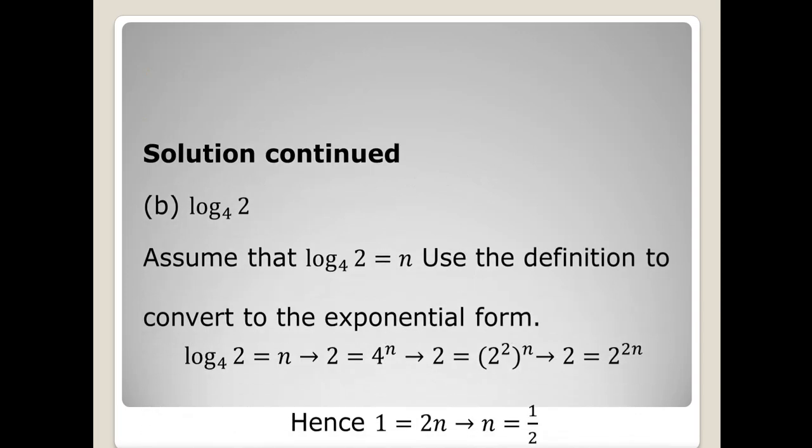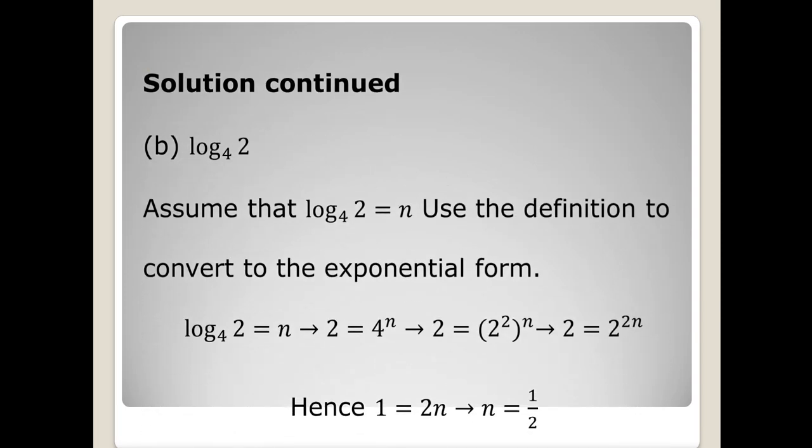Let's move to the next example. We need to evaluate log 2 to base 4. Again, we are going to consider log 2 to base 4 as n. Now we convert from this logarithmic form to exponential form. This is the way we convert it: log 2 to base 4 equals n is equivalent to 2 equals 4 index n. So 4 index n equals 2.